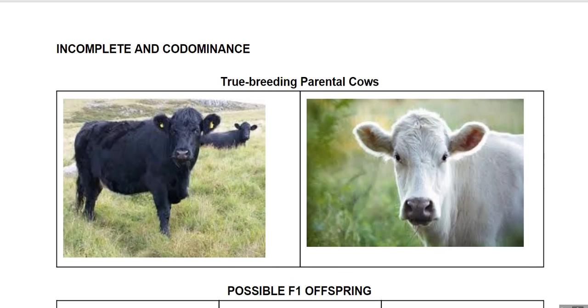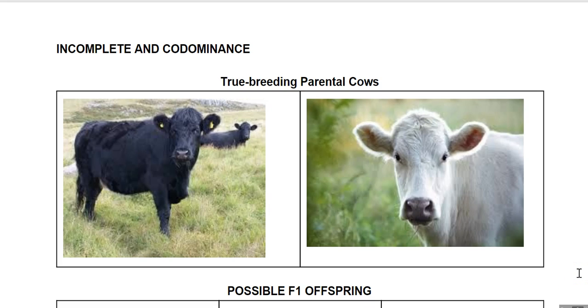Okay, so our next non-Mendelian inheritance pattern is going to involve different types of dominance. So we're going to look at incomplete dominance, and then we're also going to look at codominance. And the example that we're going to use is cows because I love cows. I think they're really cute. So we're going to use cows because I like them.